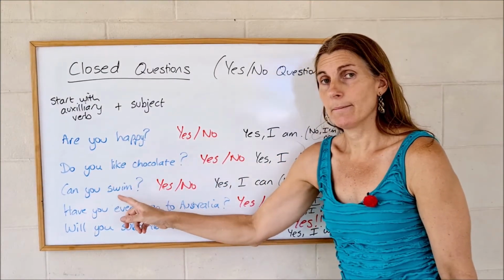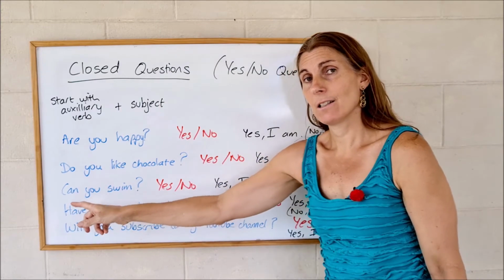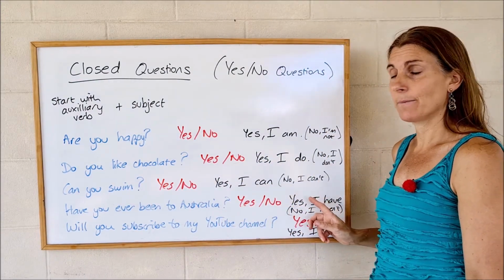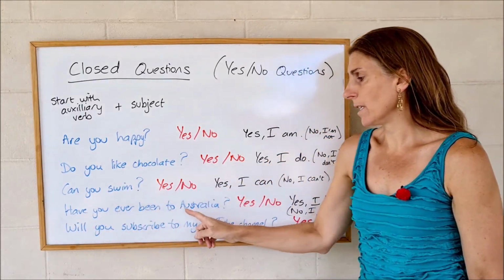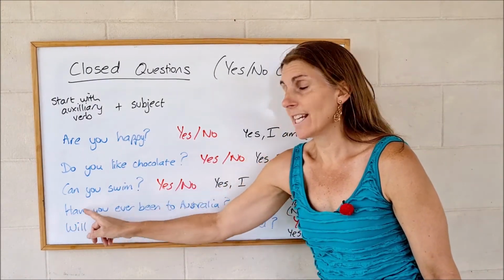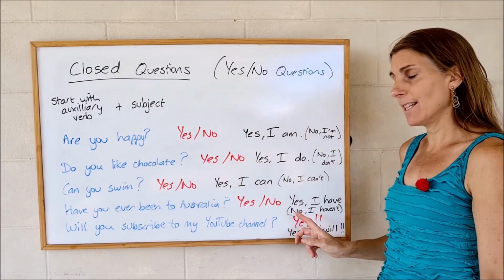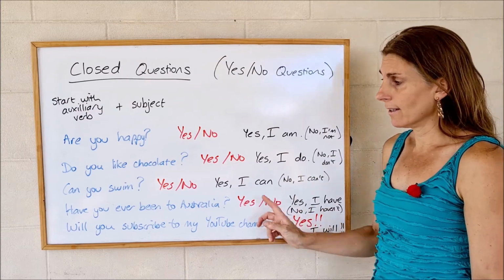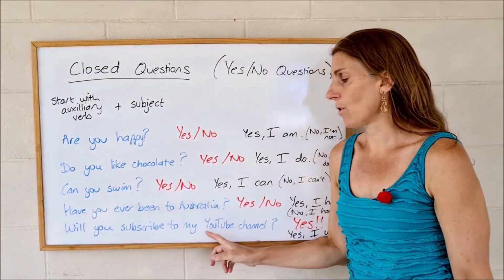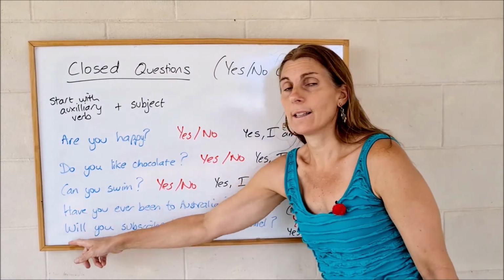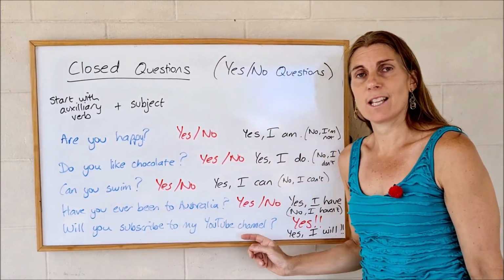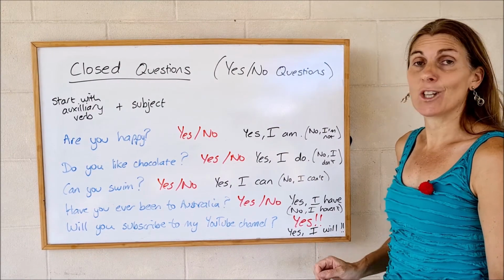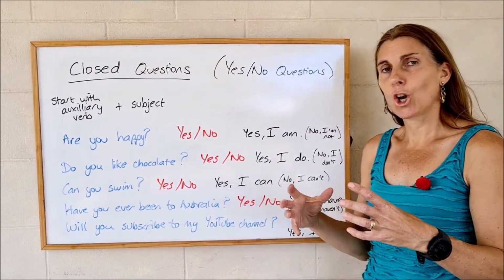Can you swim? Here the auxiliary verb is can, so the answers are yes, I can, or no, I can't. Have you ever been to Australia? Here the auxiliary is have, so we use have in the answer. Yes, I have, no, I haven't. And finally, will you subscribe to my YouTube channel? Will is the auxiliary, so that's what we use in the answer. Yes, I will. Okay, so let's look at some examples of closed questions.